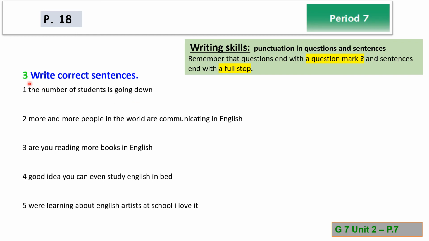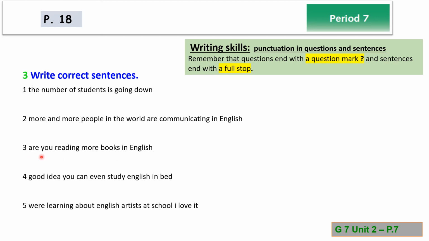Let's take this short exercise. Exercise 3. Write correct sentences. Here you have 5 sentences or questions and you have to punctuate them correctly. And don't forget that any question or any sentence starts with a capital letter. Okay? Let's read them first. 1. The number of students is going down. This is a sentence. 2. More and more people in the world are communicating in English. This is also a sentence, not a question. Look at this. Are you reading more books in English? What's this? This is a question, of course.